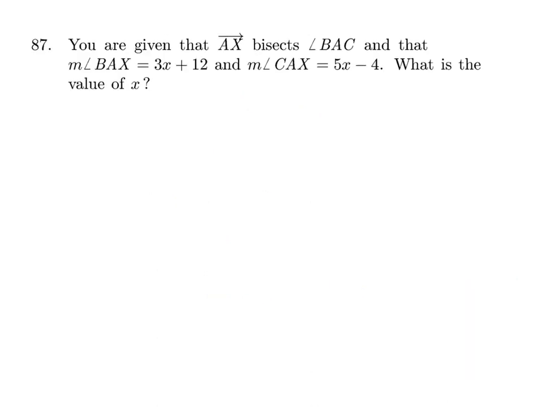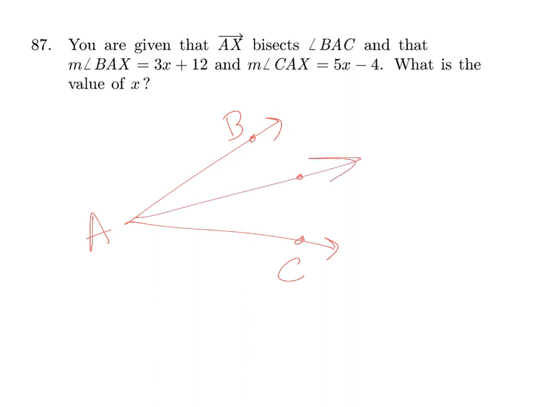All right, you're given that AX bisects BAC. And that BAX, I have AX is bisecting the angle. All right, these angles are the same. All right, BAX is 3x plus 12. CAX is 5x minus 4. All right, so what is the value of x?